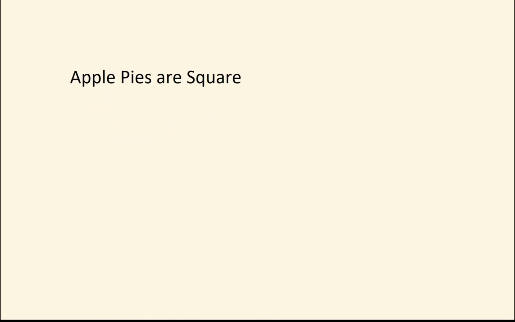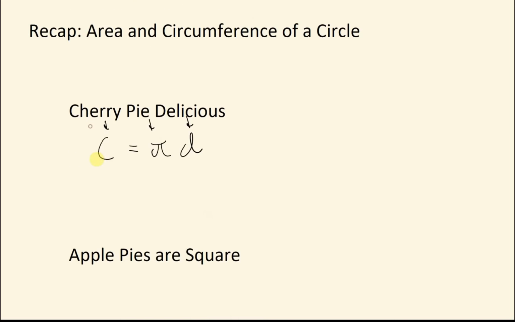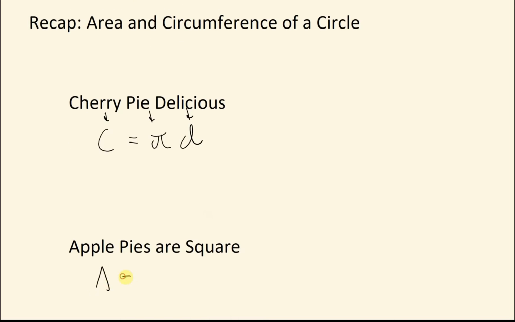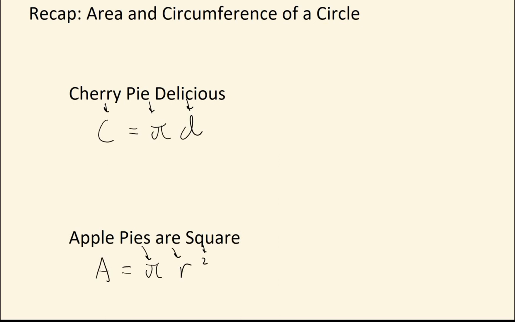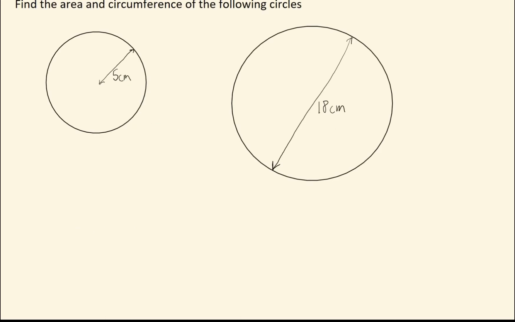And then for the area we have apple pie is a square, that tells us the area equals pi r squared. So pi's r squared gives you pi r squared. So a basic example of the area and circumference of these two circles. Here for the area, I would do pi r squared, which would become pi times 5 squared, because that's the radius.